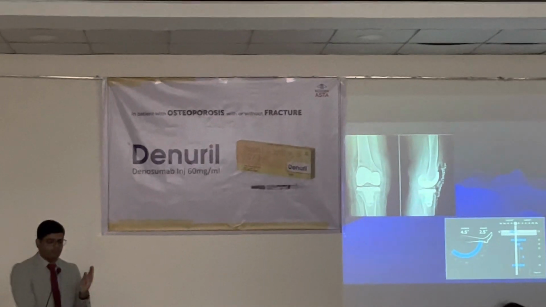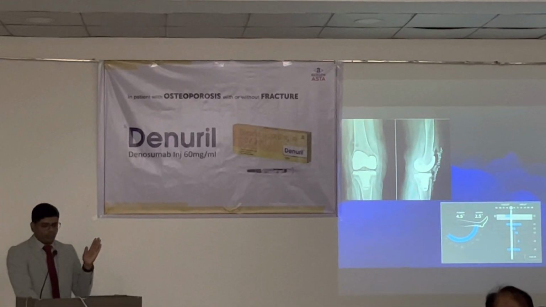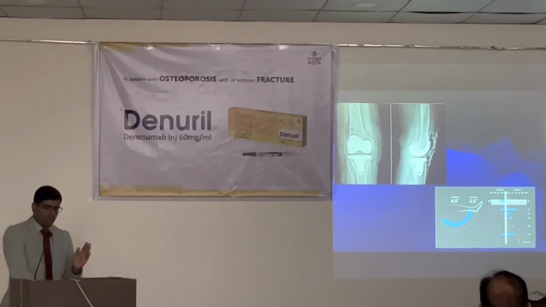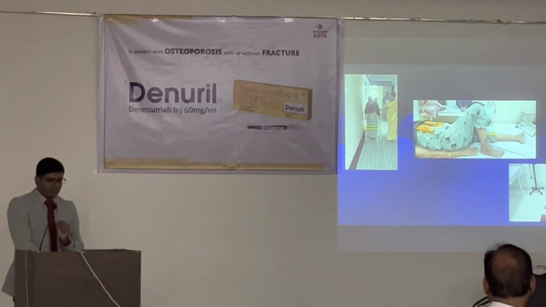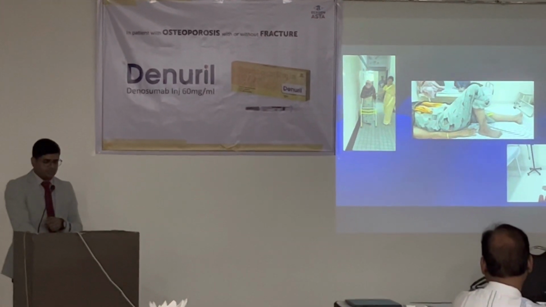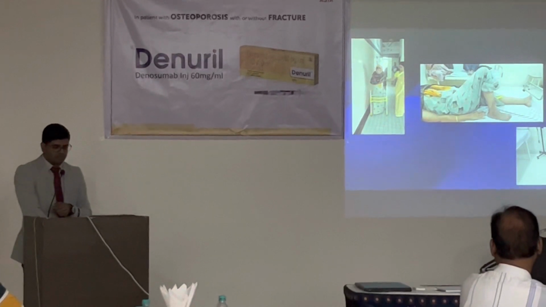And this is the scanogram. You can see the pre-operative scanogram, which was 20 to 22 degrees valgus, and now it is corrected to almost normal mechanical axis. This is her gait at 2 weeks. This is her knee flexion at 2 weeks. This is her active SLR and quadriceps functioning at 2 weeks.